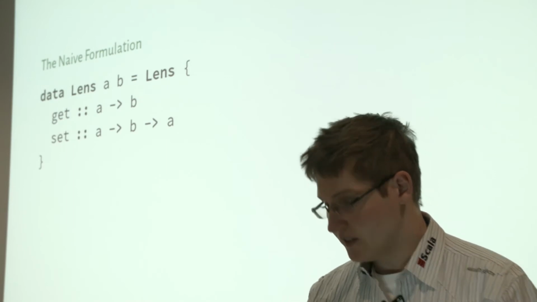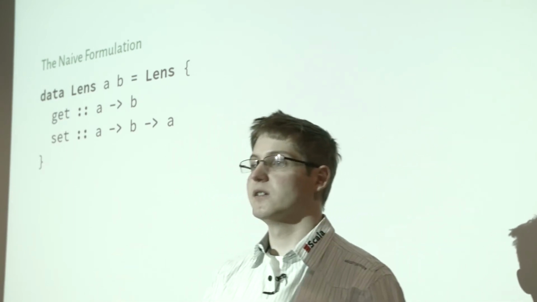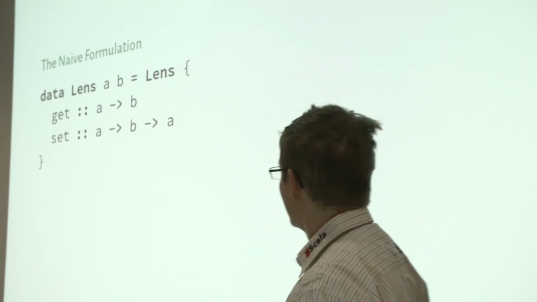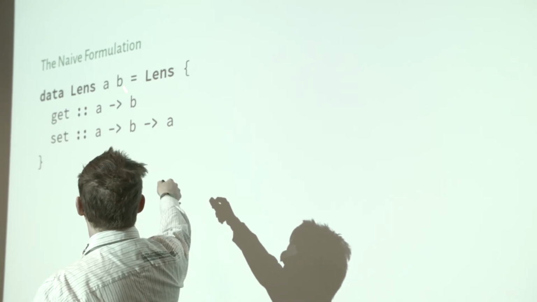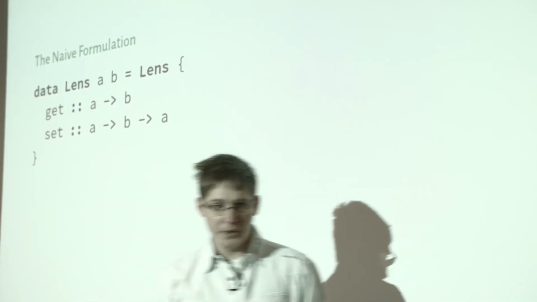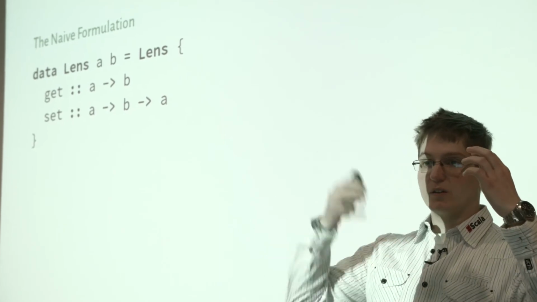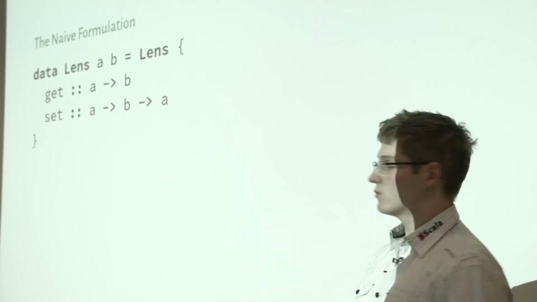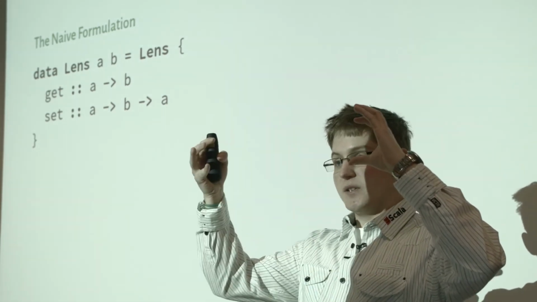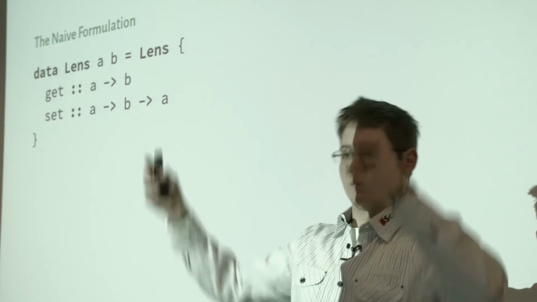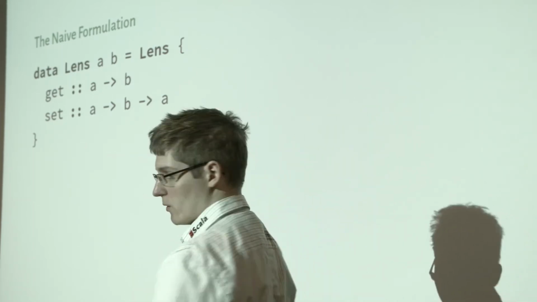And what lenses do is basically give you a way to focus on a specific subpart of a data type. So let's say your company is the whole thing, it's A, and B would be the department. And then you can obviously specify a function which takes the company and gives you back the department. And it is also possible to write a set function which takes the company, takes an updated department, and gives you an updated company. So this is really just the essence. It has a get and a set function, and you can already do a lot with that.